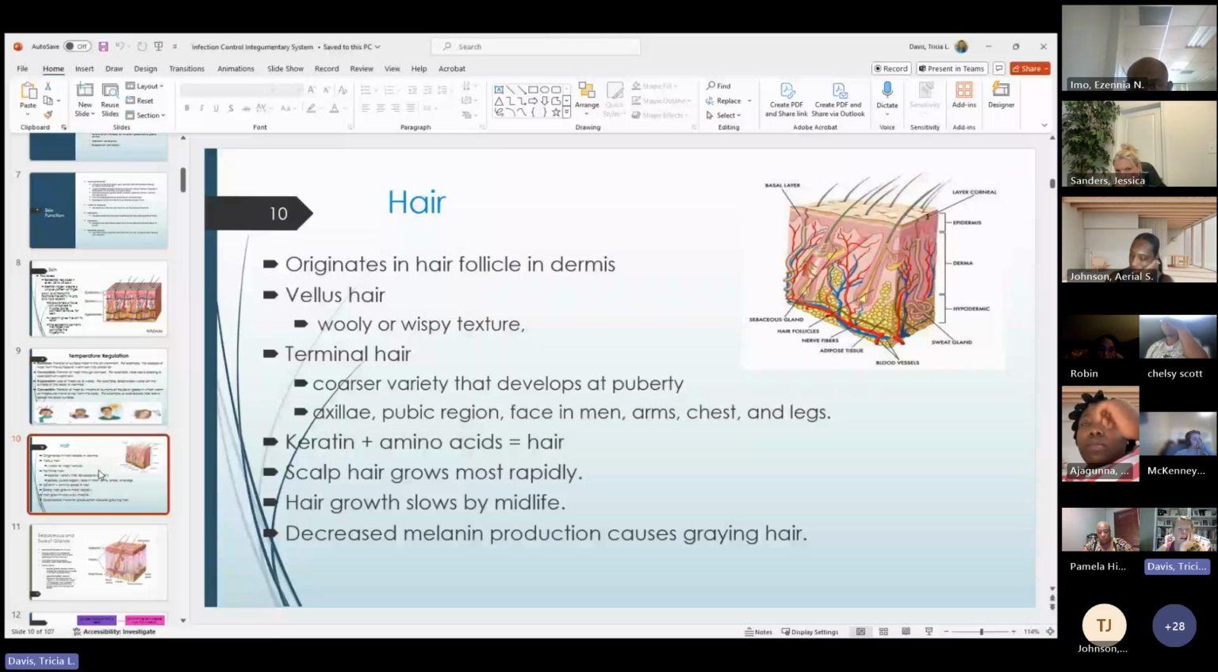All right, so thinking about our hair and our hair follicle. Our hair originates in the hair follicle, which you're going to find in the dermis. That's where it starts. Some of our more woolly or wispy hair texture we call vellus. We have a lot of that in some different areas of our body. Sometimes on the face, especially for women, we might have what's called peach fuzz. Not necessarily the case for men because they're more used to shaving and they grow a lot more face hair.